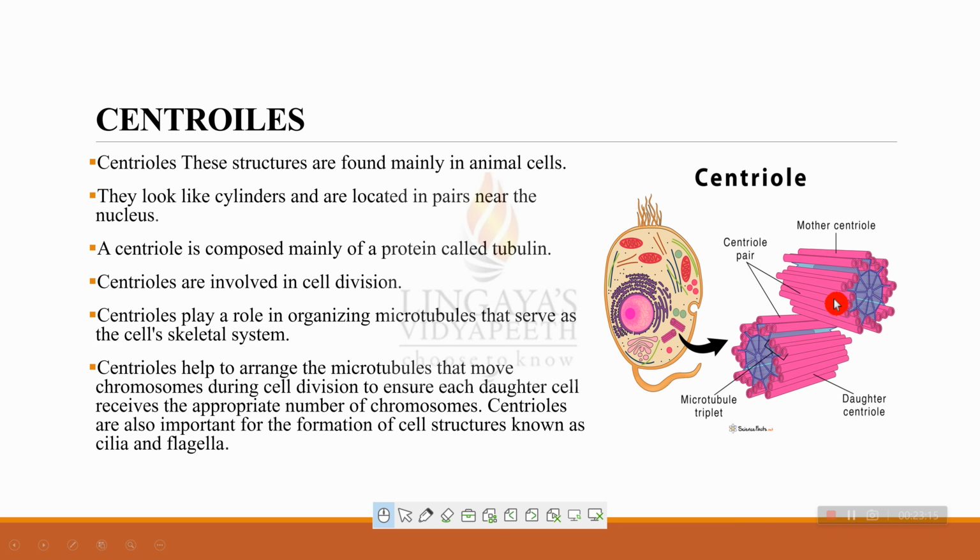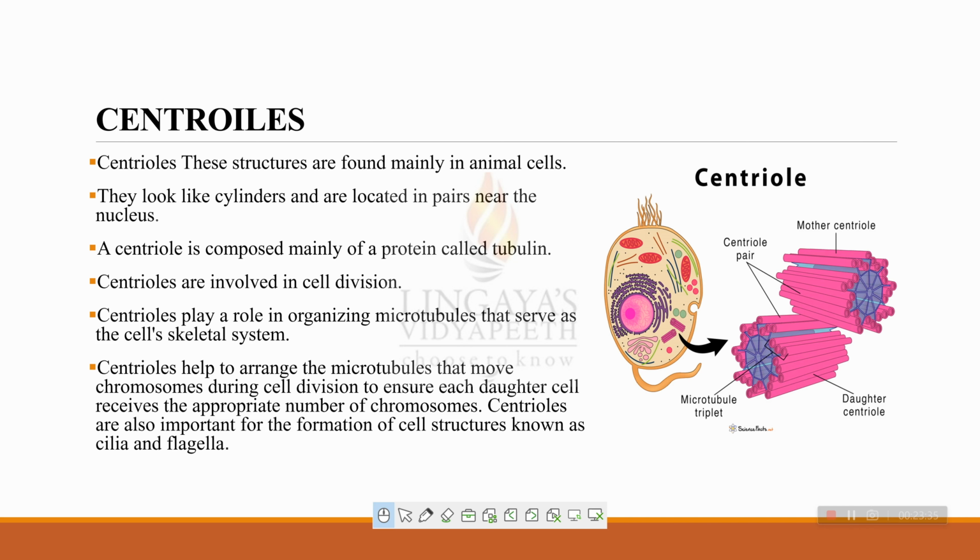They look like the appearance of this centriole is cylindrical, located in pairs near the nucleus. It is composed of a protein called tubulin. These are involved in cell division. They play a role in cell division where the cell divides into other cells.